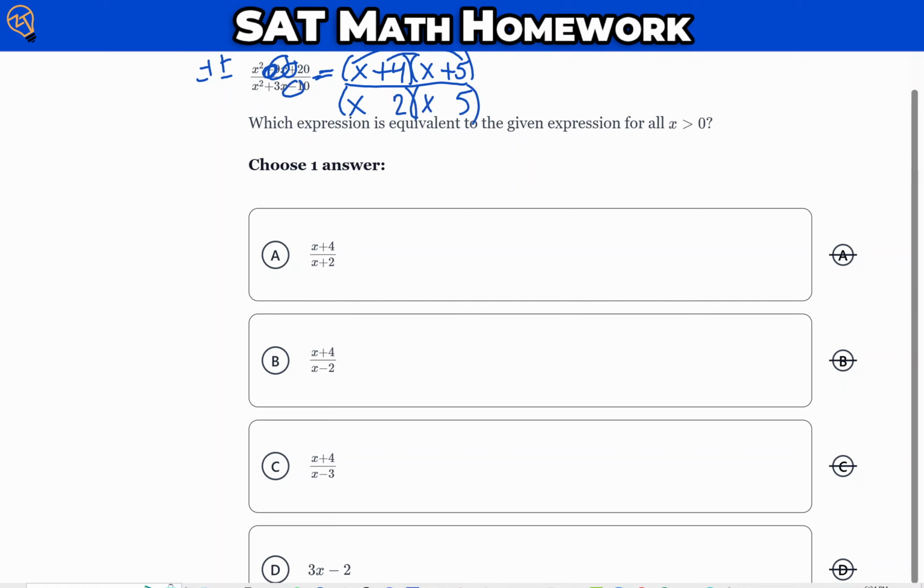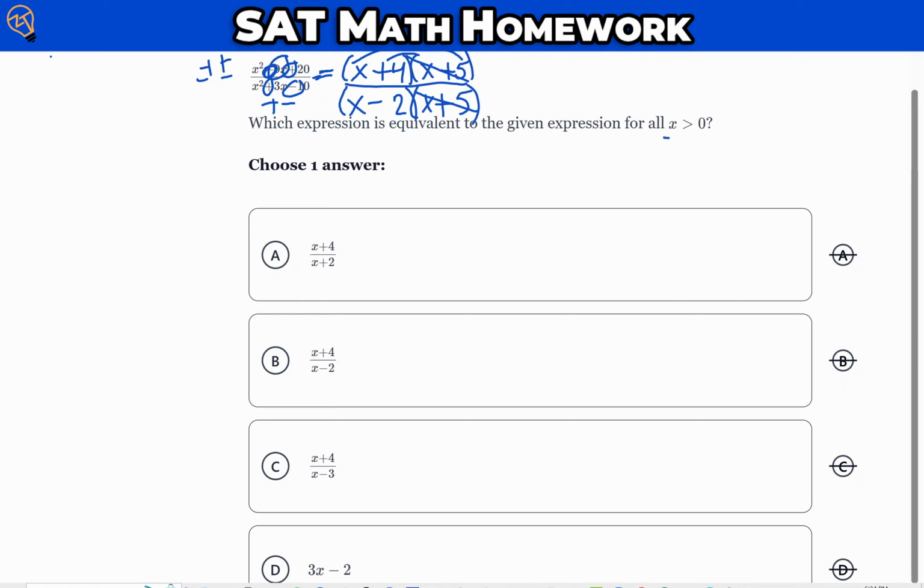How do you multiply to get a negative? A positive and a negative, with the bigger being positive. Again, I go through this in depth in that factoring master class. And then now you can cancel the x plus 5s that they have in common, and you see the x plus 4 over x minus 2, which matches with option B.